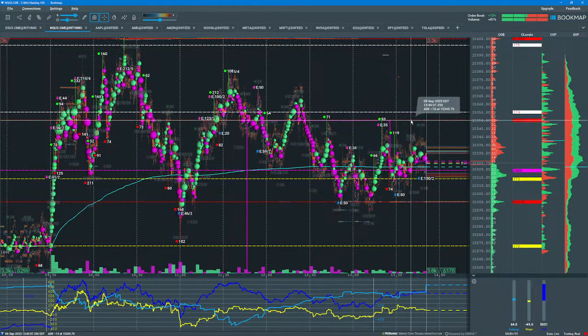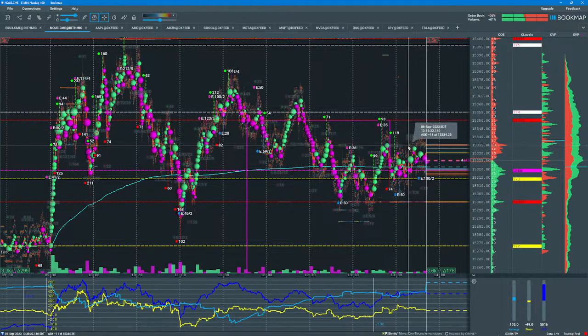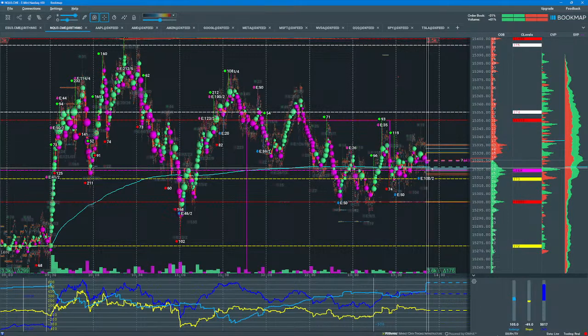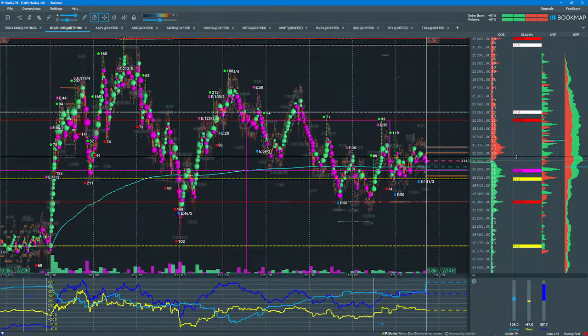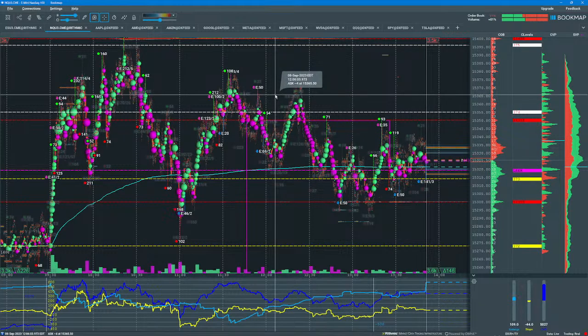All right, so NQ is really focused on the lower weekly expected move, trading just above that level right now. And we'll take a look at setups in a few minutes.